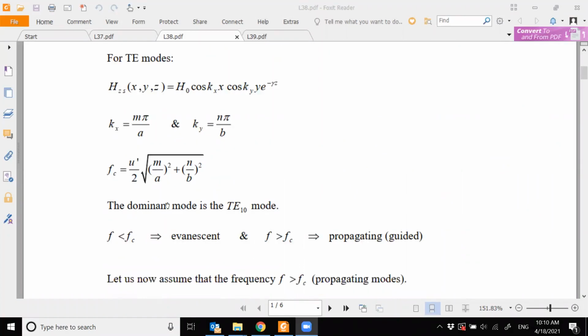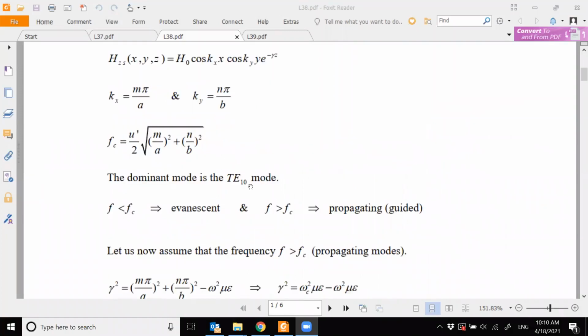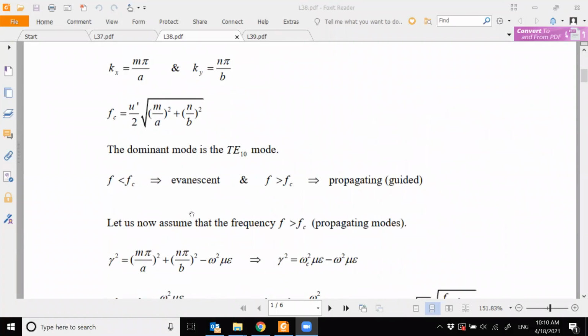Then we derived several expressions. If you see here, we derived our cutoff frequency and we said that the TE1,0 mode is the dominant mode. And if my operating frequency is less than the cutoff frequency, that means nothing can propagate in the waveguide, and it is called an evanescent wave or evanescent mode. Then if my operating frequency is greater than the cutoff frequency of my different modes, then it is called propagating.